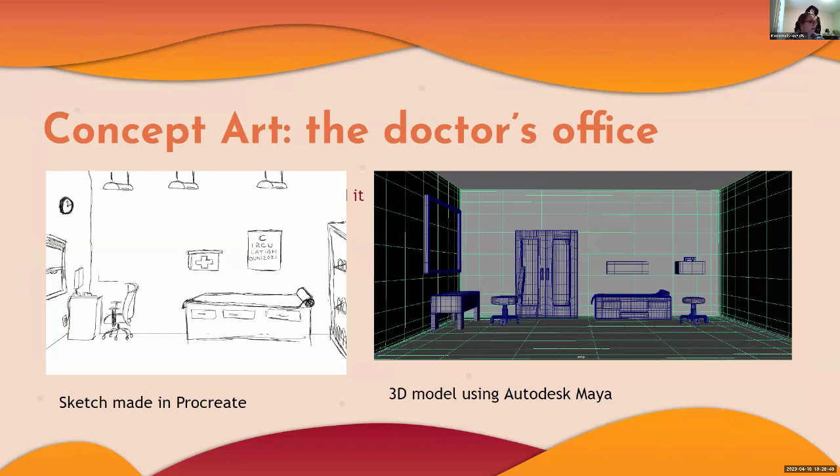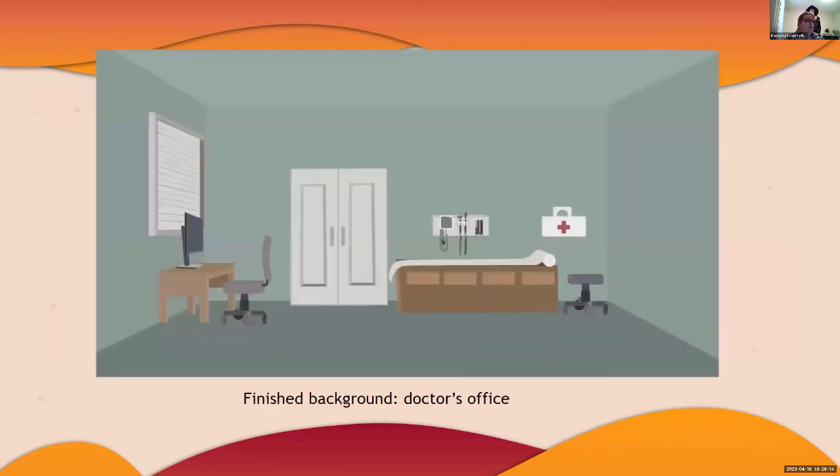So from there, I did sketches on my iPad using Procreate and some storyboarding apps. And I was able to take those sketches and put them into a 3D modeling software that's known as Autodesk Maya to create a realistic perspective of what these would look like in relation to the characters. And from there, I used Adobe software to make my flat stylized backgrounds.